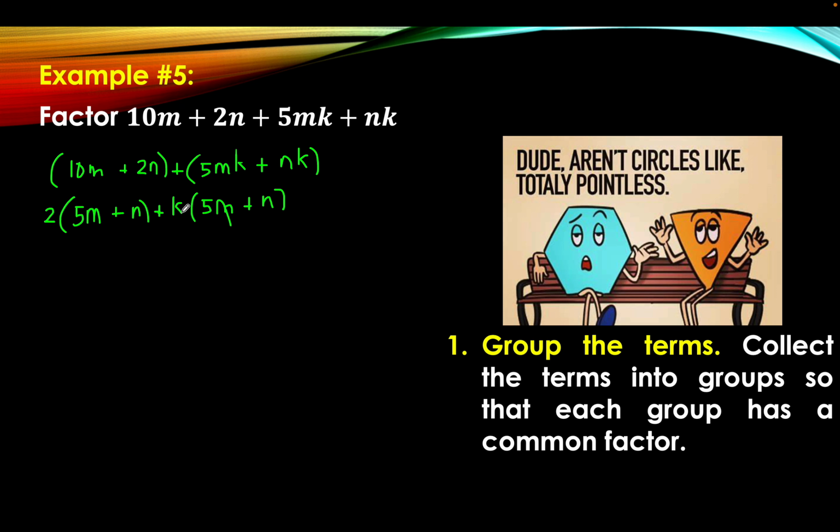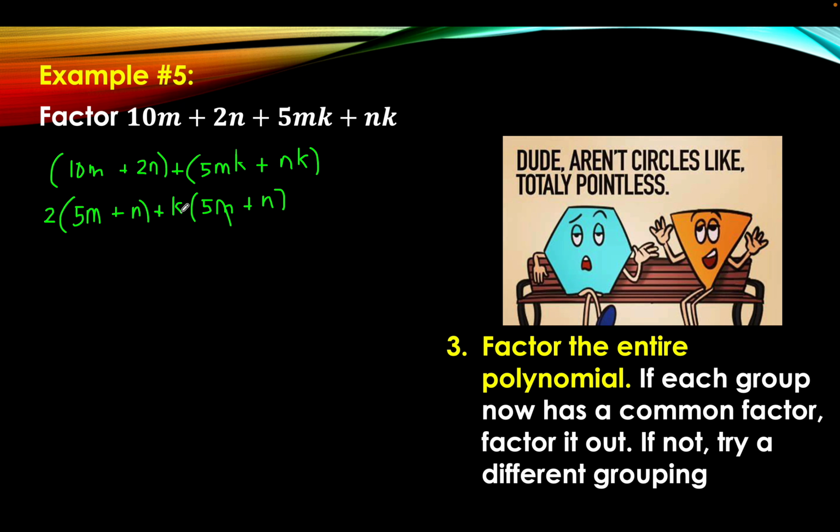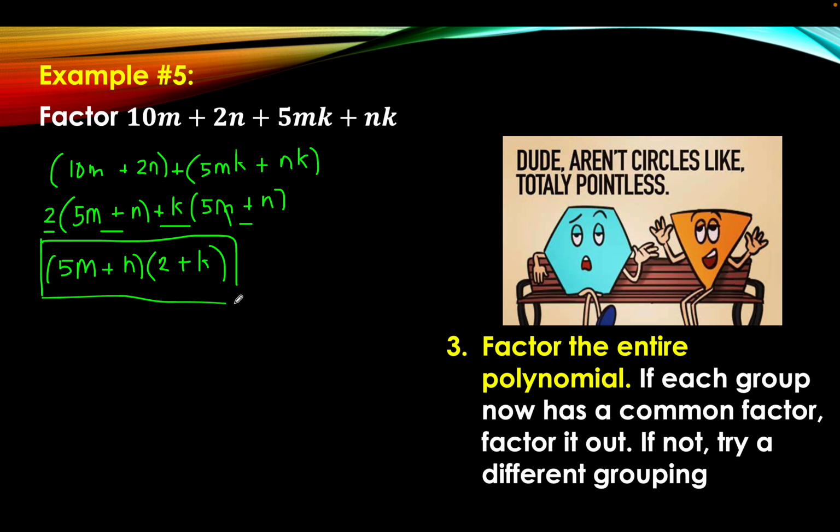Then, after this, let's factor the entire polynomial by factoring out the common factor in each group. As we can see, the quantity 5m plus n is common to both groups. Factoring this out, we'll have the quantity 5m plus n. And the other factor is simply the terms outside the parentheses, which are 2 plus k. So we have the quantity 5m plus n times the quantity 2 plus k. So that's the final answer.